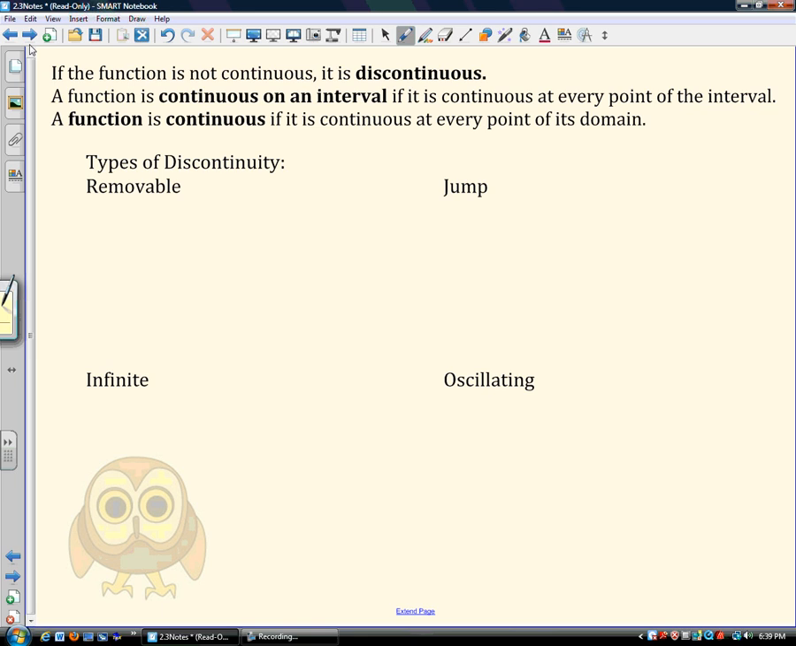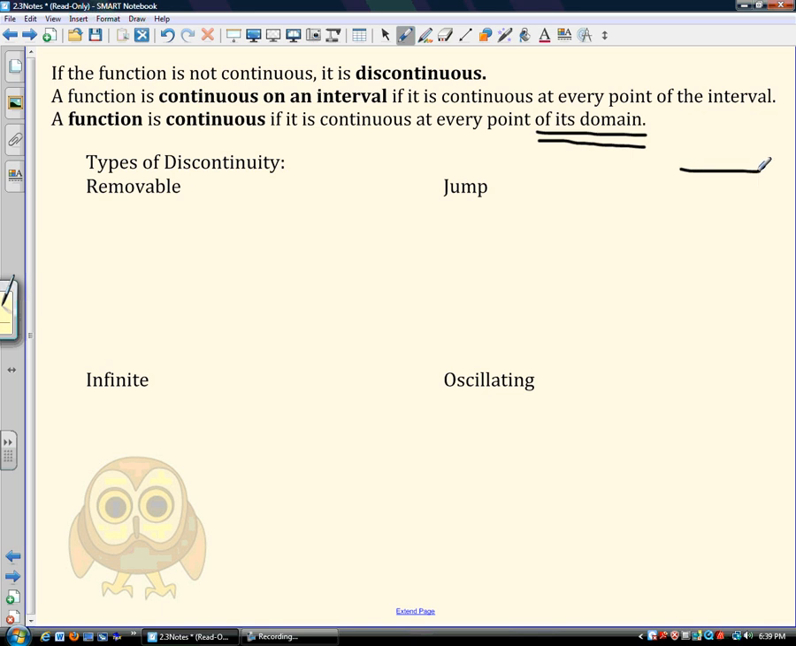Next, if a function is not continuous, then it is discontinuous. A function is continuous on an interval if it is continuous on every point in that interval, as I already told you on the previous page. And a whole function is continuous if it is continuous at every point of its domain. And this is the important part. If it's not part of its domain, then we don't check to see whether or not it is continuous at that point.